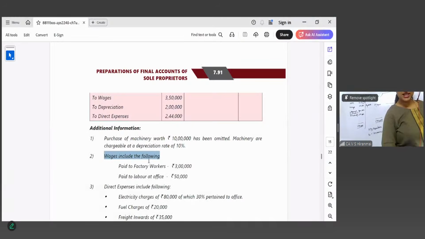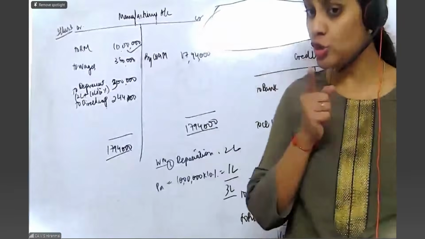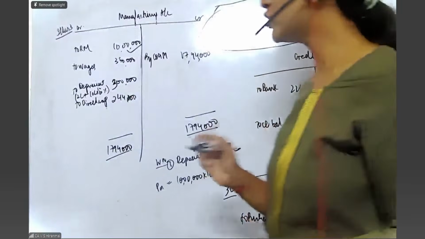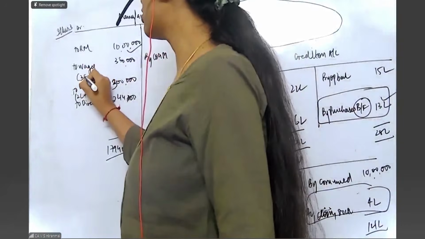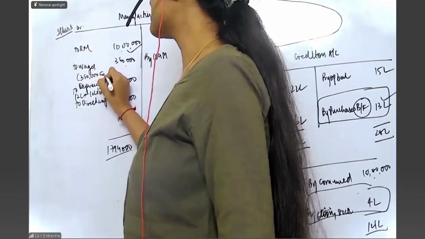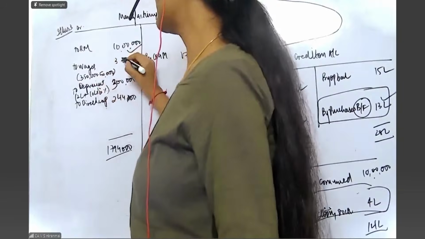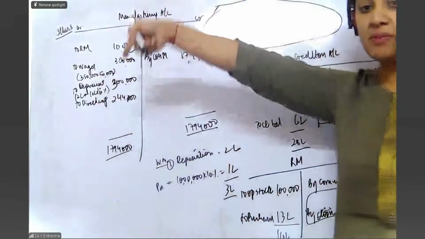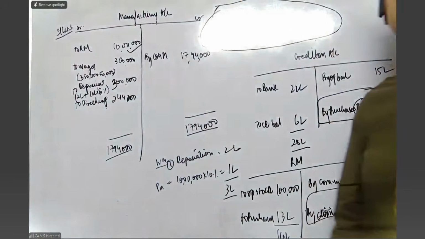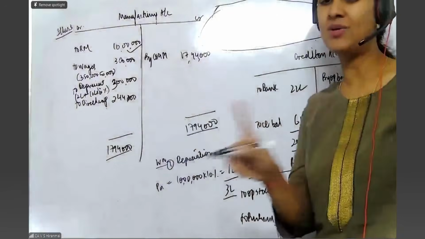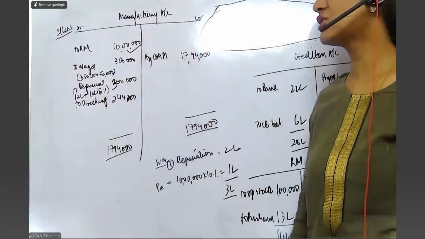Okay. Wages include 3 lakh paid to factory workers and 50,000 paid to labor at the office. Out of 3 lakh 50,000, 3 lakhs is paid to the factory workers. But the 50,000 paid at the office, should you show it in the manufacturing account? No. So 3 lakh 50,000 minus 50,000, because the remaining 50,000 will go where? To your P&L account. Any expense of the office should go to the P&L account and not my manufacturing account.